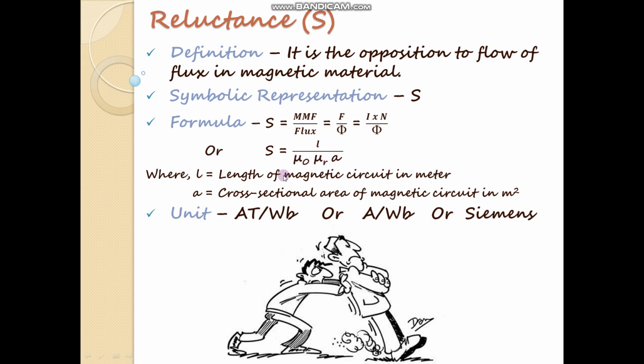What is L? L is the length of that magnetic circuit measured in meter, and A means the cross-sectional area of the magnetic circuit measured in meter square. The unit of reluctance is ampere turn per Weber or ampere per Weber, and another unit is Siemens.